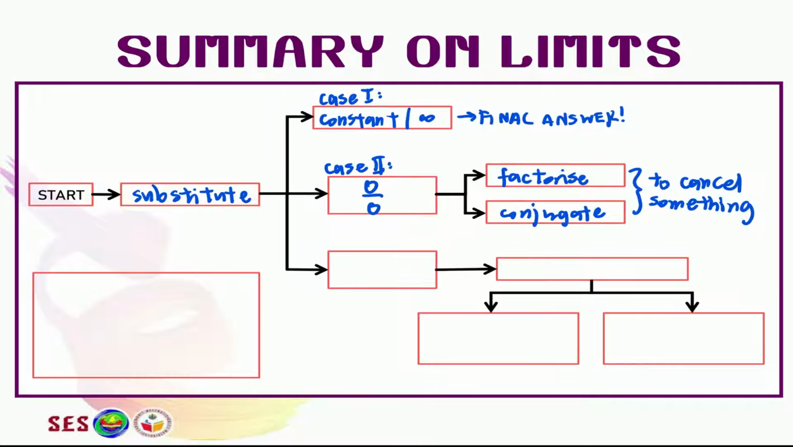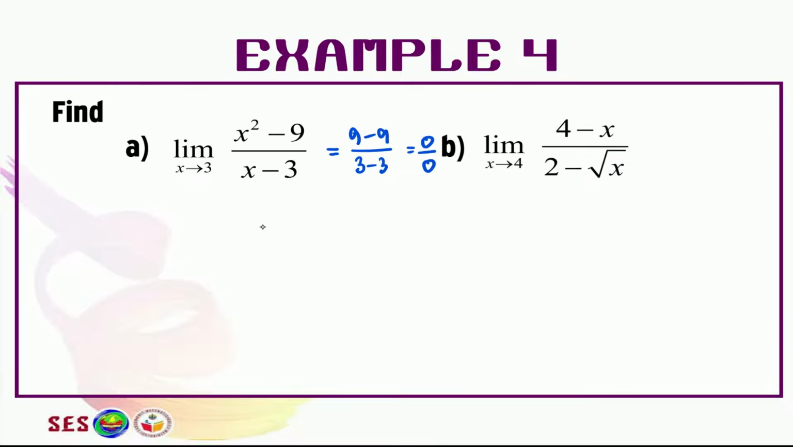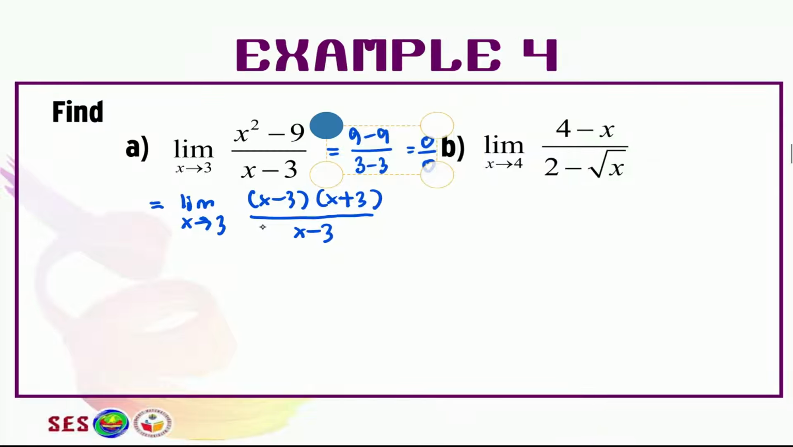Now, let's see our previous question. We know that x squared minus 9 can be factorized to be x minus 3 and x plus 3. So let's write this back as limit x approaching 3 of x minus 3 with x plus 3 over x minus 3. In the exam, do not show this calculation, so we need to delete this.